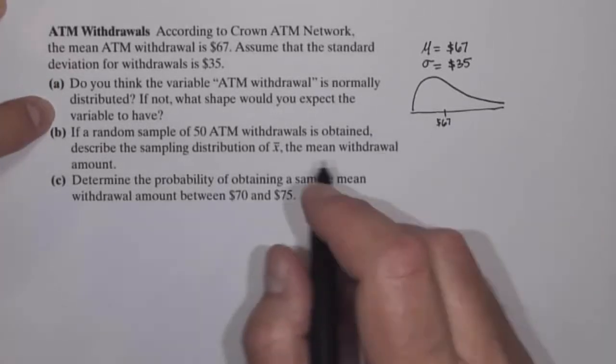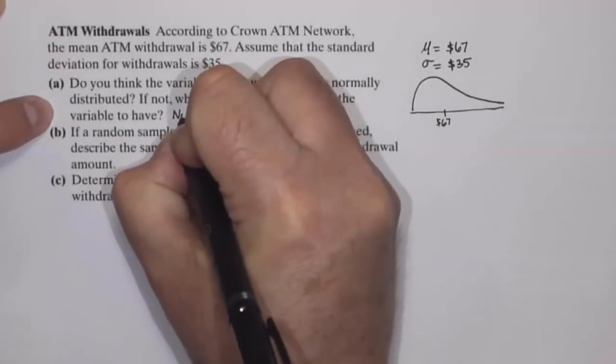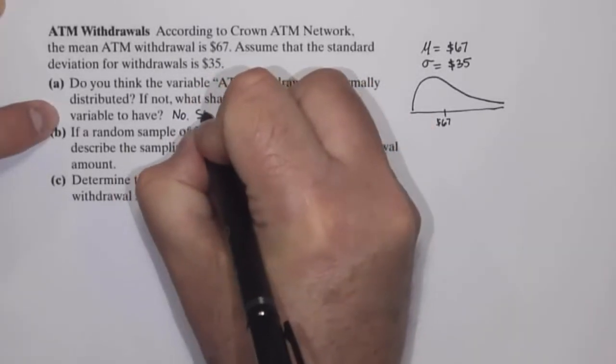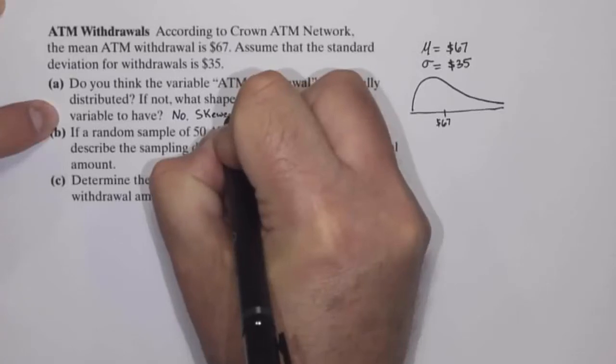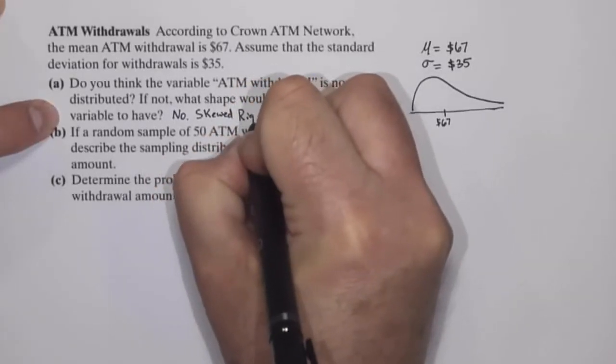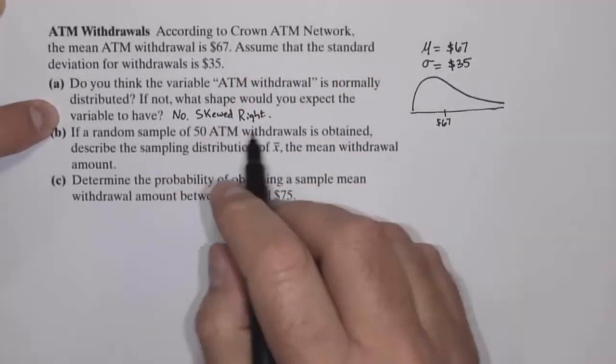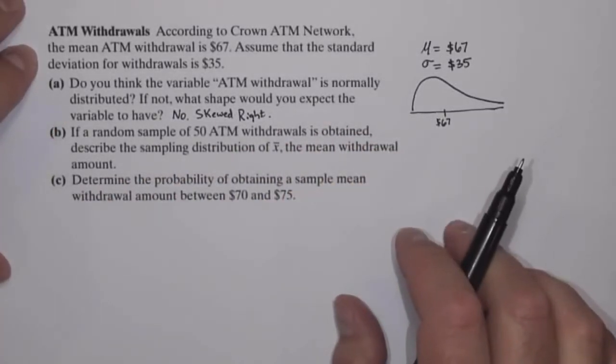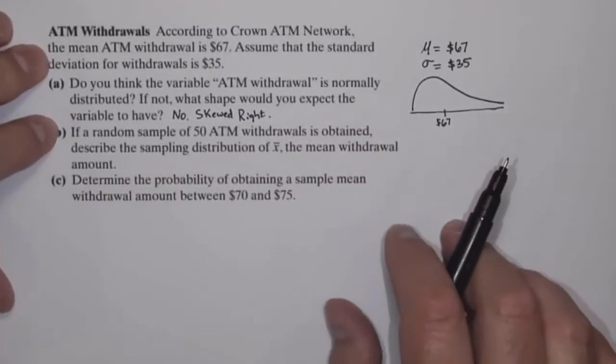Okay, so do I think it's normally distributed? No, I don't think it's normally distributed. What shape do I think? I suspect it would be skewed right. But again, that's kind of an unfair question since we don't have any real data to base that on. So I'm just speculating.